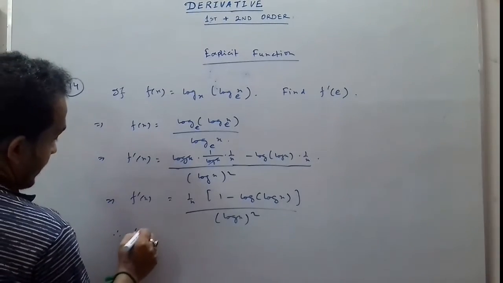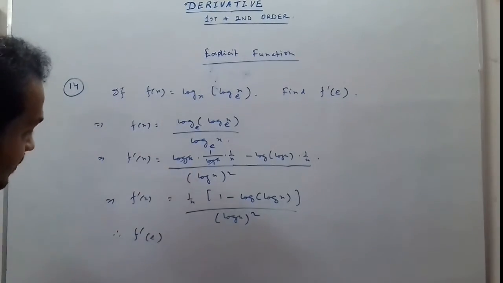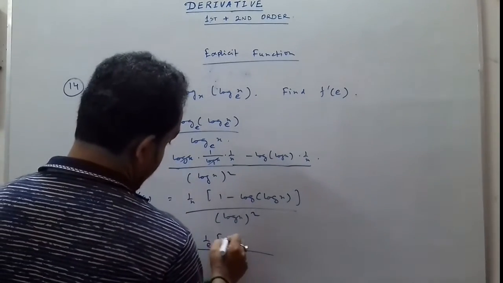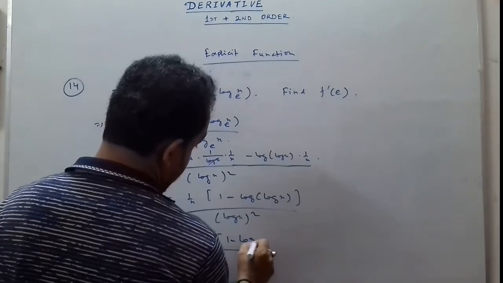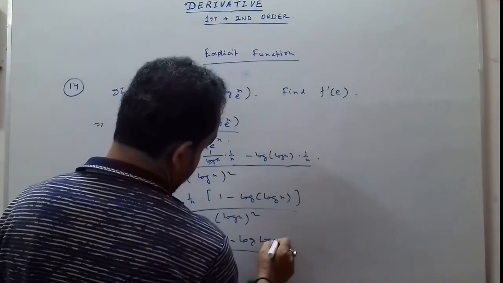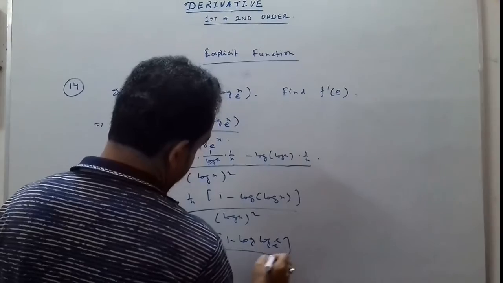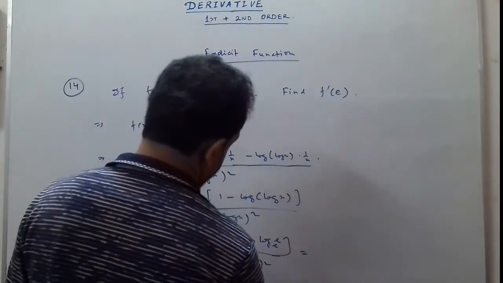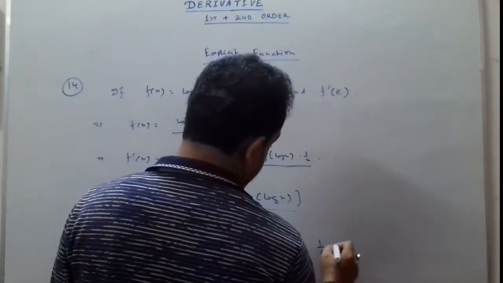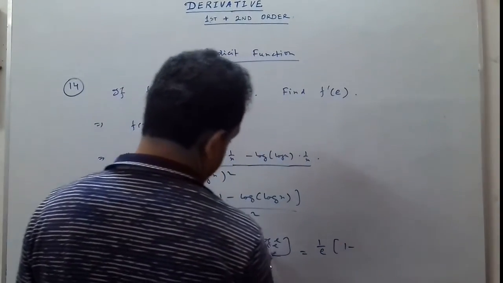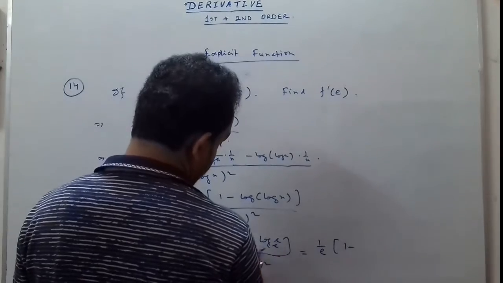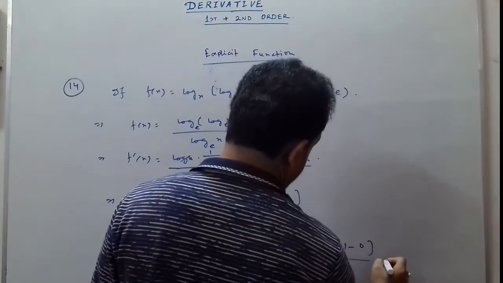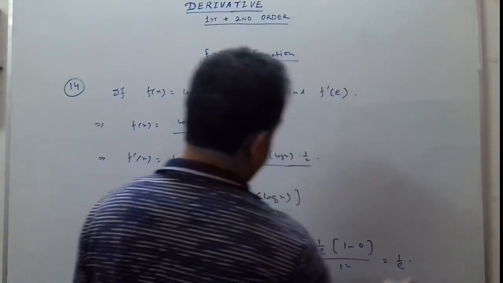Now f'(e), replacing x by e, we get 1 over e into 1 minus logarithm of log e base e, divided by (log e base e) whole square. That is 1 over e into 1 minus log 1. Log 1 is equal to 0, so 1 minus 0 divided by 1 square, that is equal to 1 over e. This is the answer.